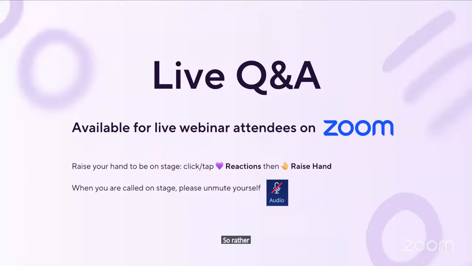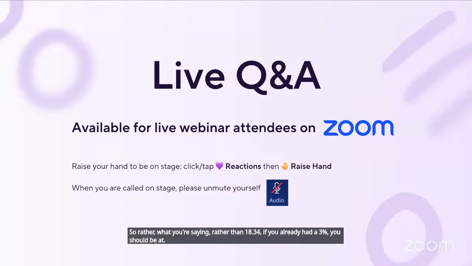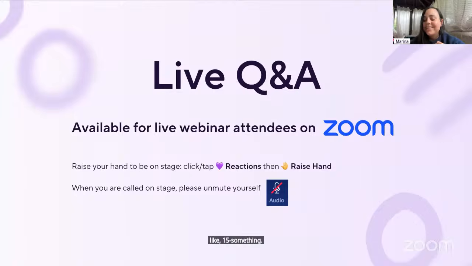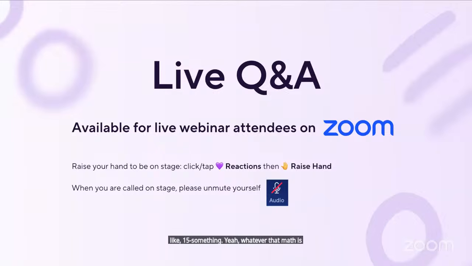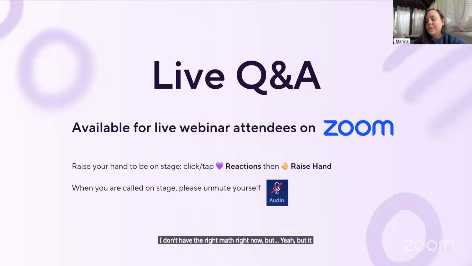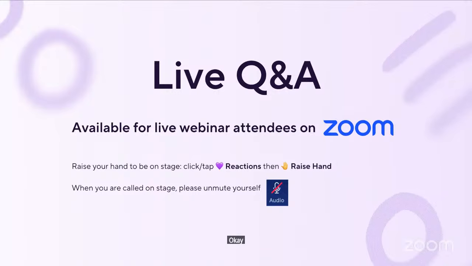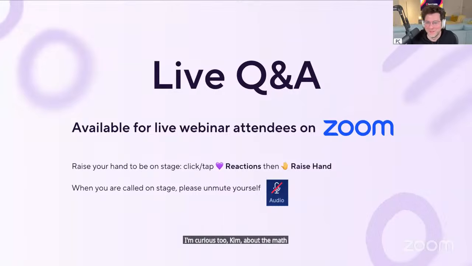So what you're saying, rather than 18.34, if you already had a 3%, you should be at like 15 something. I don't have the right math right now, but whatever that math is. Okay, yeah, but it changes because of that. I'm curious to talk to Kim about the math. I know we came up with that, but yeah, that sounds interesting.